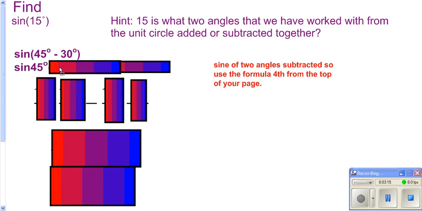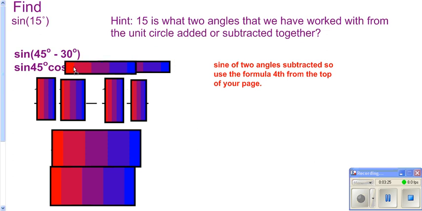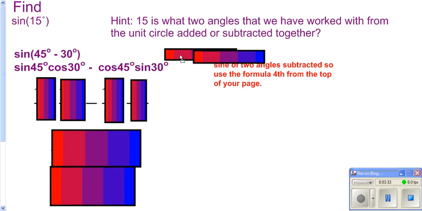So you want to go sine of the first angle, because we're going back here, and we're using the fourth formula here in blue, cosine of the second angle. Then you want to go ahead and do the cosine of the first angle, sine of the second angle. And then we want to just work those out.